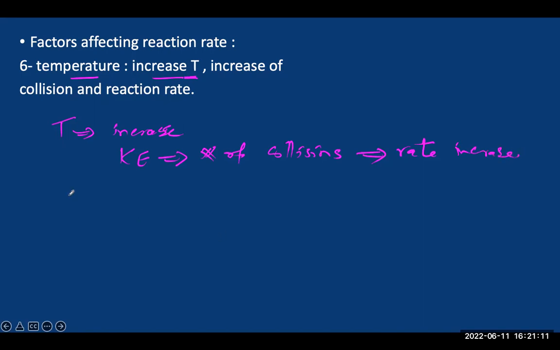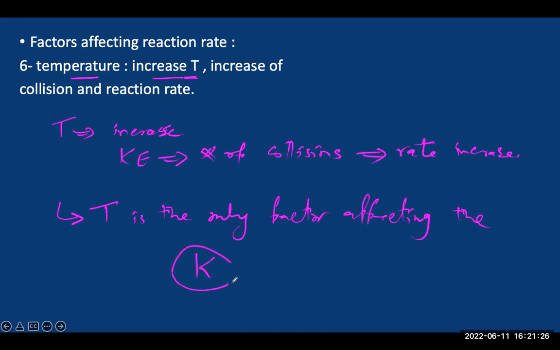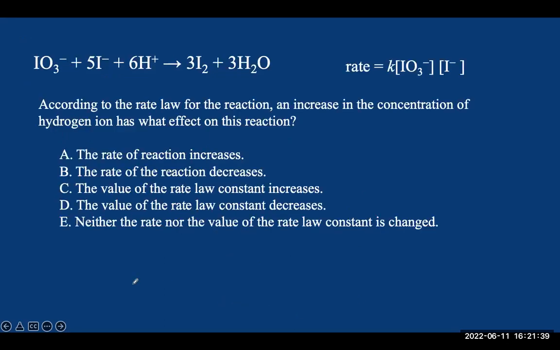Okay, but we need to know something here before we solve. The temperature is the only factor affecting the rate constant. And later, inshallah, in another video, we'll talk about how the temperature affects the rate constant. Okay, let's see questions. The first question here, we have this reaction.